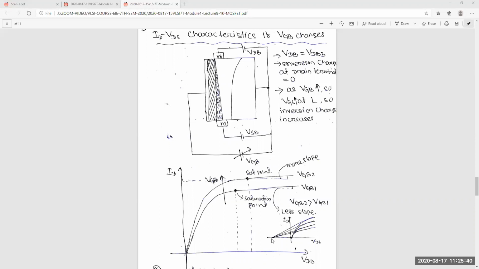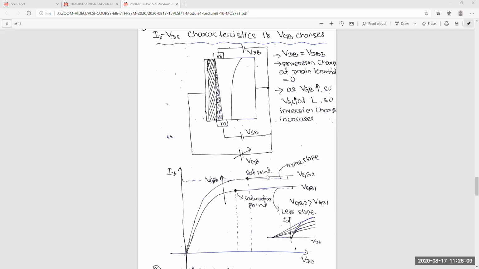So see, this point is nothing but, if you plot the graphs of ID versus VDS, this type of curve will come. If you extrapolate, all will meet at a single point. Now you can see the slope. This has more slope, this again has less slope, like that. Okay, I'll plot a small graph.